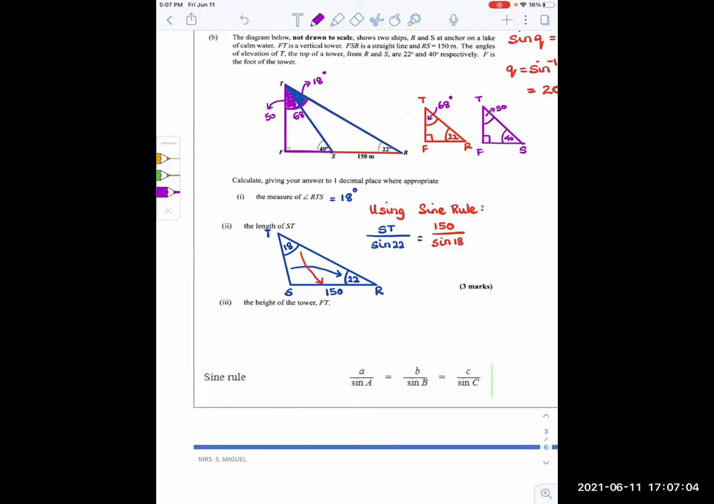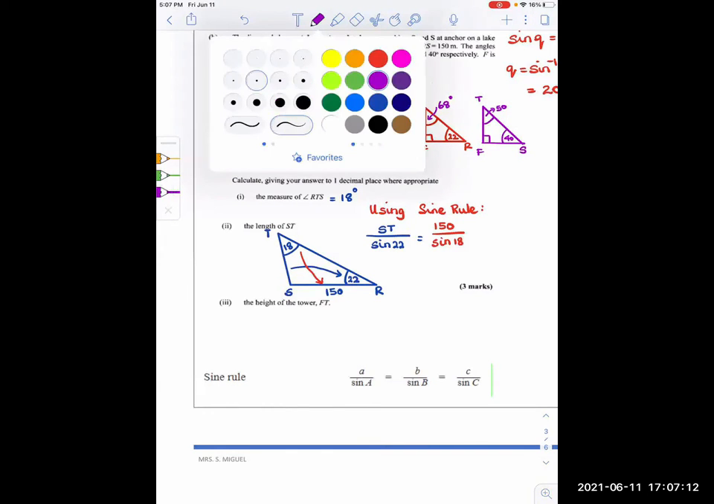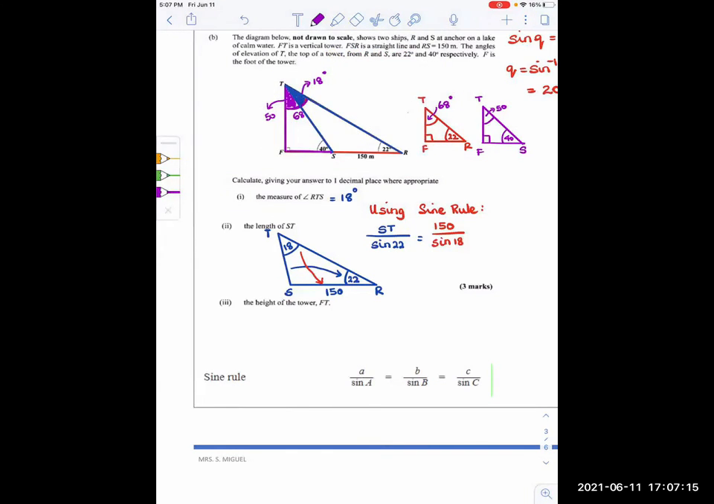You all have an answer? Or are you all still looking? Are you all finished? So ST over sine 22, I have 150 divided by sine 18. I have 485.41. Miss, I got that, but I thought that was wrong, miss.